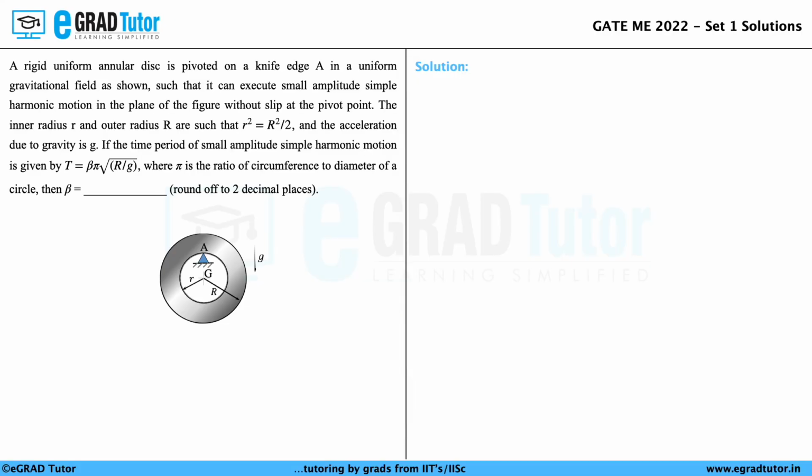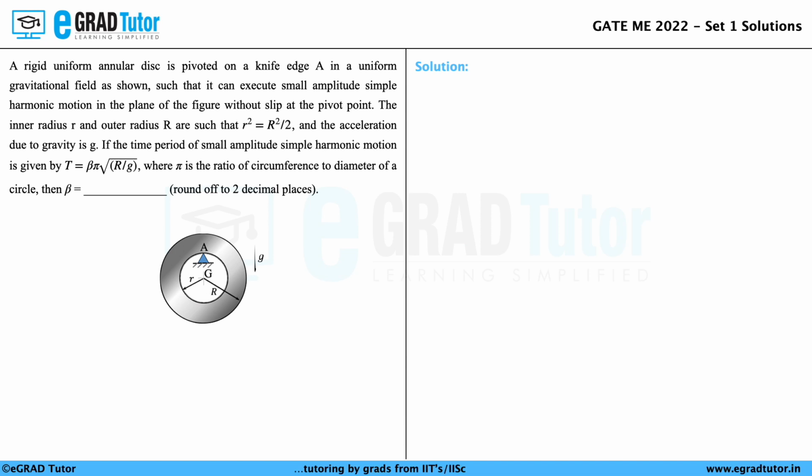A rigid uniform annular disk is pivoted on a knife edge A in a uniform gravitational field as shown, such that it can execute small amplitude simple harmonic motion in the plane of the figure without slip at the pivot point. The inner radius r and outer radius capital R are such that small r square is equal to capital R square by 2 and the acceleration due to gravity is g.